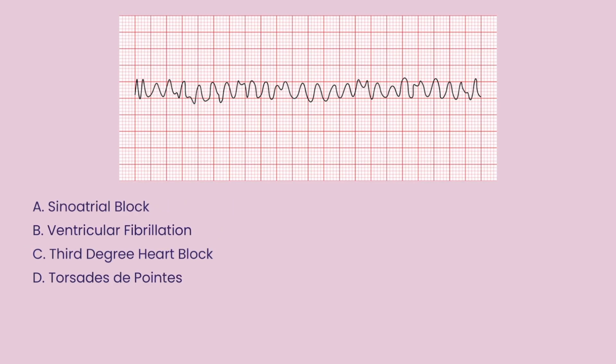All right, we've got a chaotic waveform. We don't have P waves. We don't have QRS complexes that are narrow. These are wide. The R to R here can't really be determined. So chaotic ventricular issue, this is ventricular fibrillation.